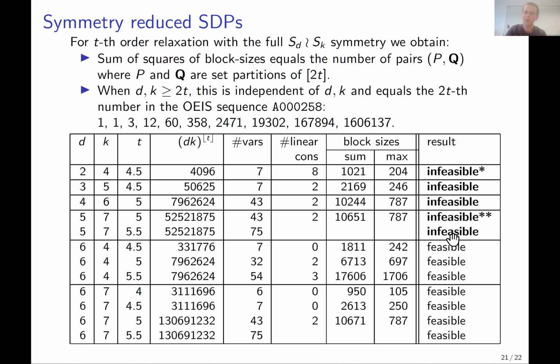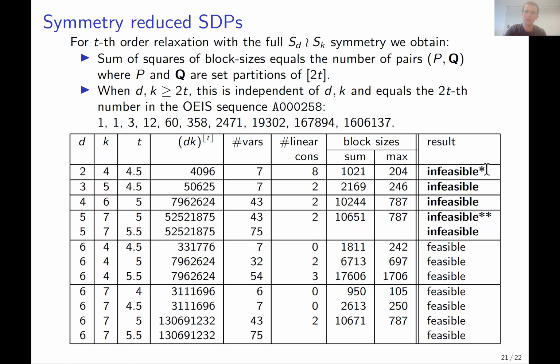So basically the first 5 rows here correspond to the non-existence that we've shown for small d's and k's. So it corresponds to pairs D and D plus 2 for dimensions 2, 3, 4, and 5. And we've been able to show infeasibility. And I've also put some stars here. So these stars have a special meaning.